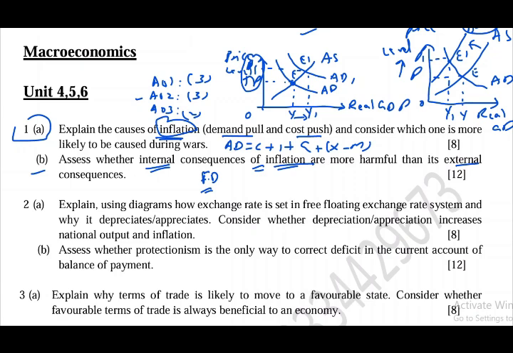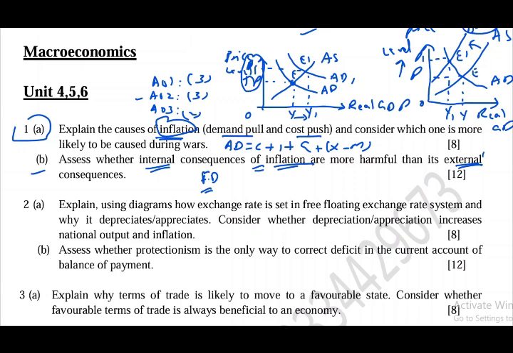And external consequences of inflation are consequences beyond the boundaries of a country, such as a fall in exports. Because of inflation, your exports are expensive, and other countries will be reluctant to purchase from you, so exports may fall. And imports may rise because if local goods are expensive, people will prefer importing goods from other countries. It also deteriorates the balance of payment position and exchange rate of the country as well.